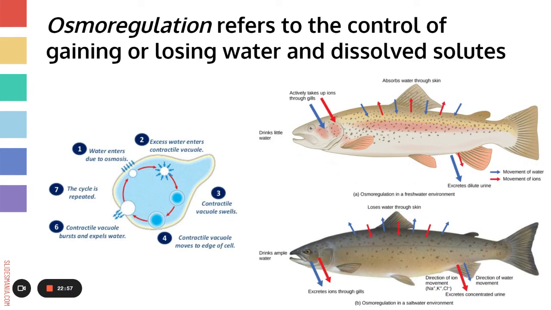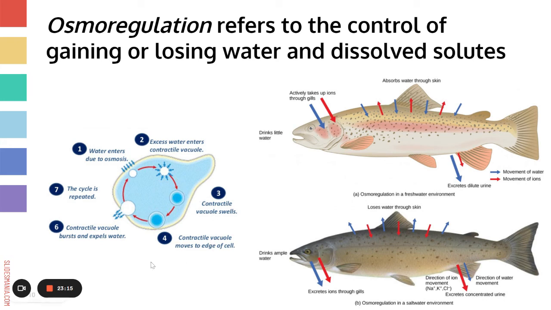This last slide is getting at this idea of osmoregulation. And this is the idea that many organisms, all organisms basically, are going to have to control how much water and dissolved solutes they're gaining or losing depending on their environments. So there are two examples shown here.